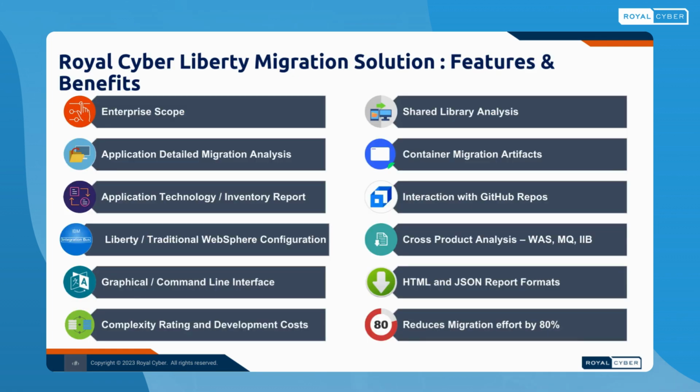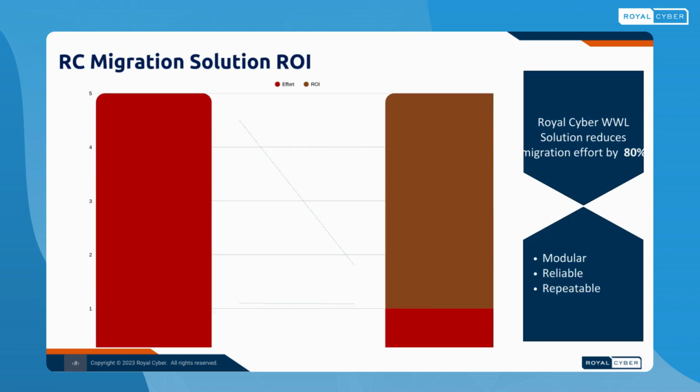Our migration solution is built for the enterprise and can handle multiple applications at once. It works with both traditional WAS and Liberty, and you can use it via GUI or command line. It analyzes shared libraries, integrates with GitHub, and even generates container-ready artifacts. It also supports cross-products like WAS, MQ, and EVE. All results come in easy-to-read HTML and JSON reports, and by automating many tasks, it can cut migration time by up to 80%. Liberty helps reduce infrastructure and licensing costs, and because deployments are faster, teams can respond to business needs much more quickly.